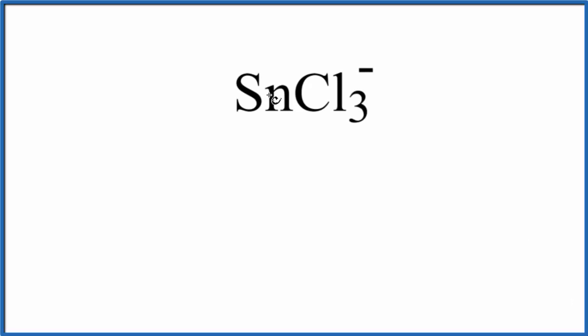In this video, we'll write the Lewis structure for SnCl3-. So the first thing we need to do with Lewis structures, we need to count up the valence electrons. Tin is in group 14, sometimes called 4A. We're going to assume that it has 4 valence electrons.